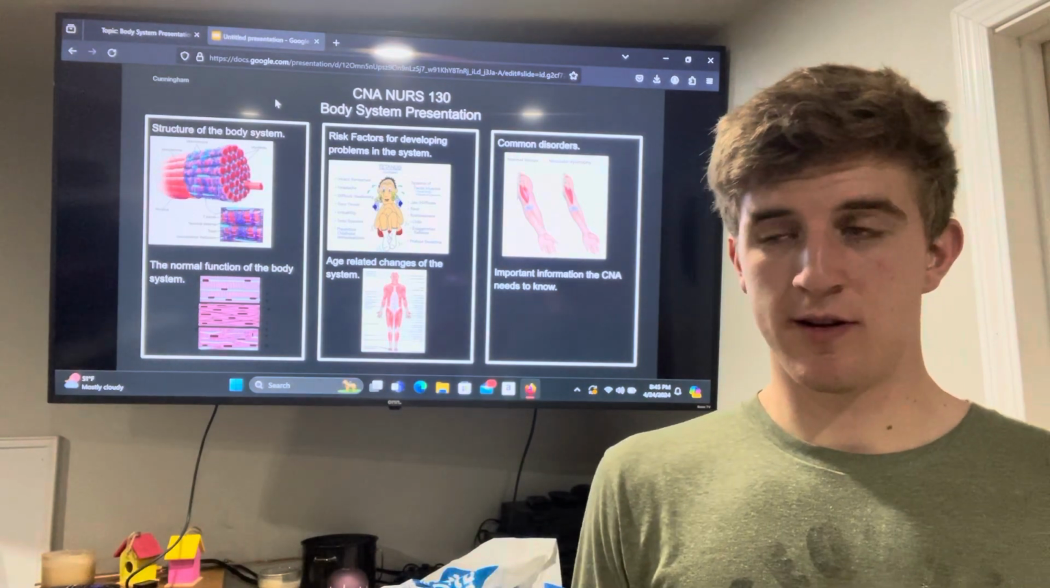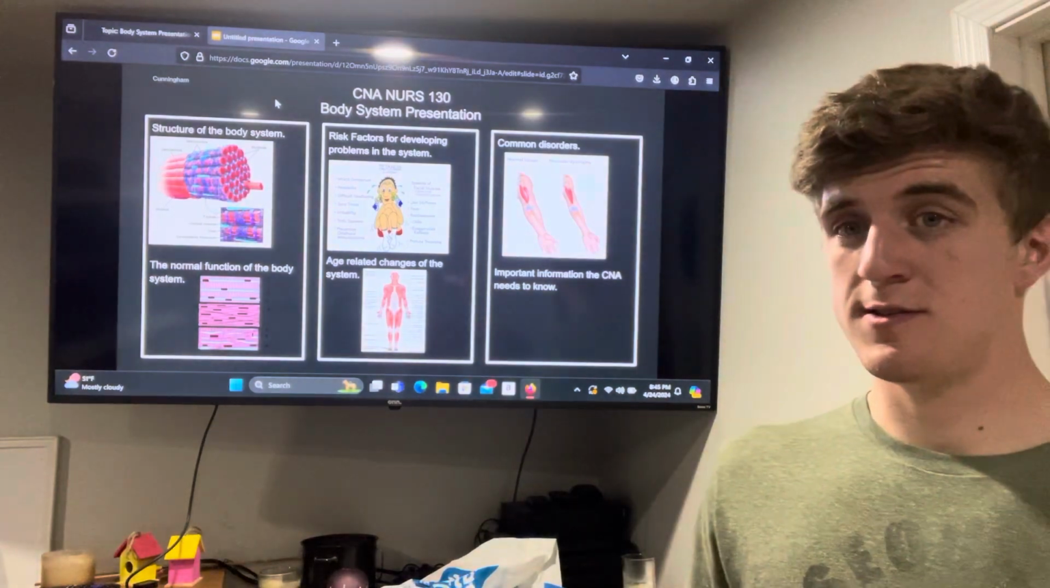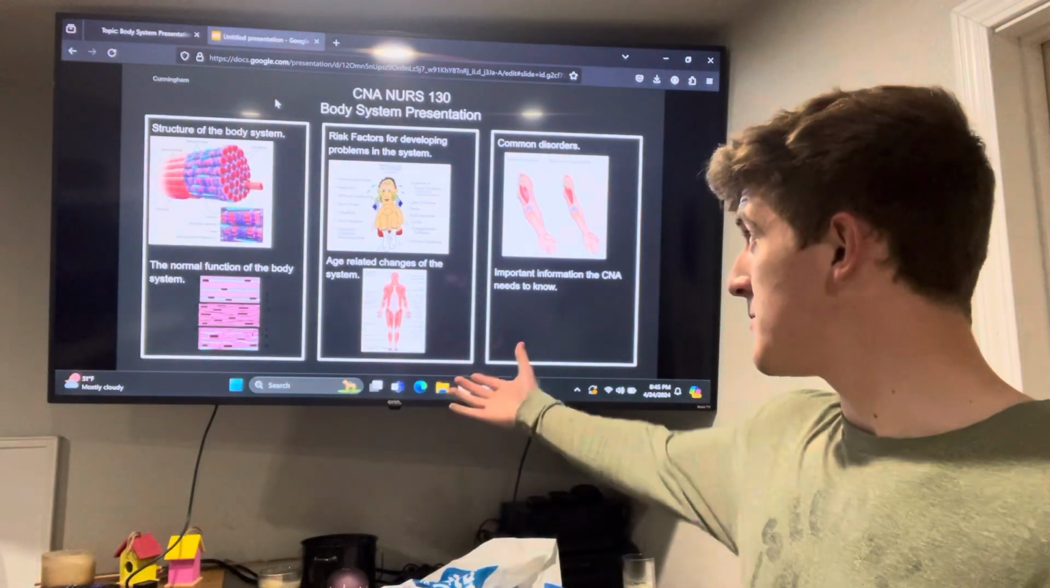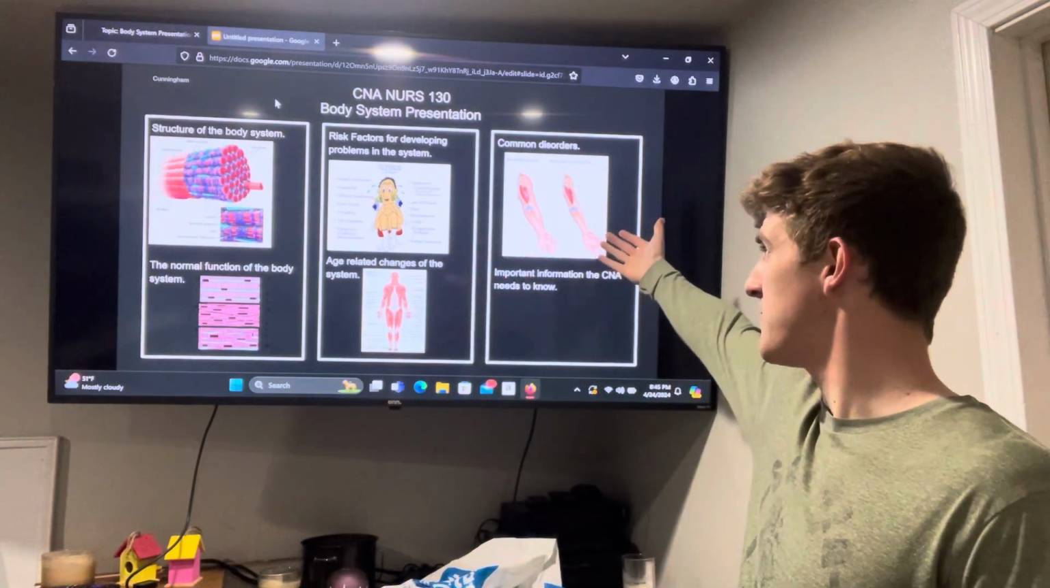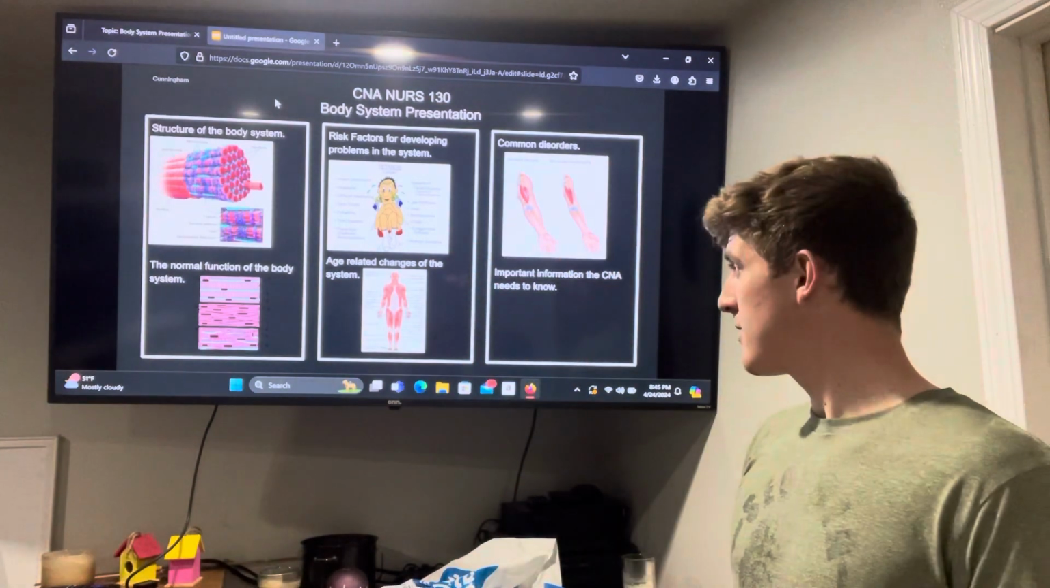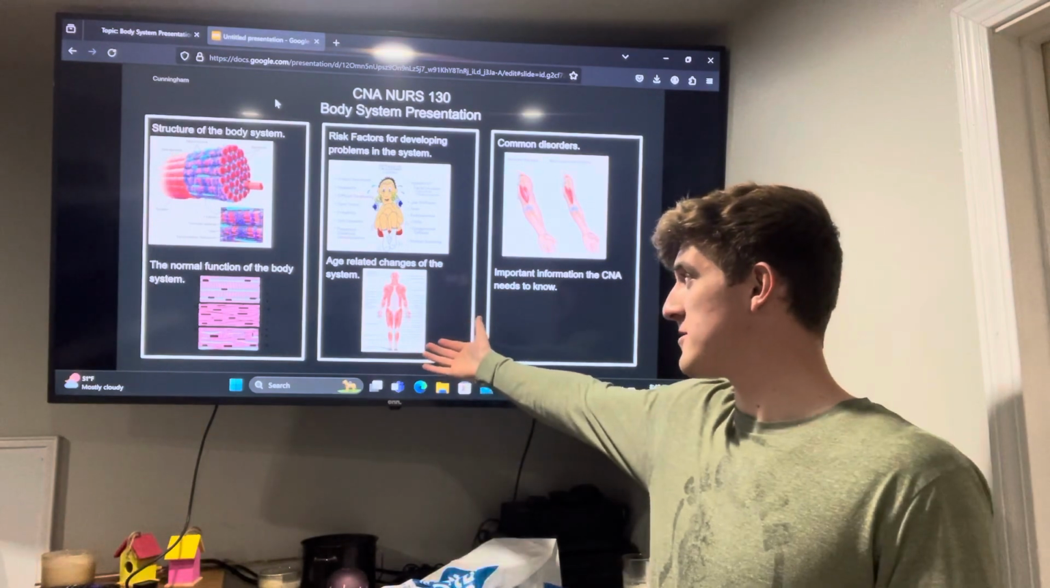Overall, this is just a little bit about the muscular system. Here are some pictures. Tetanus along with muscular dystrophy, just some little things here and there, and then this is the muscular system as a whole.